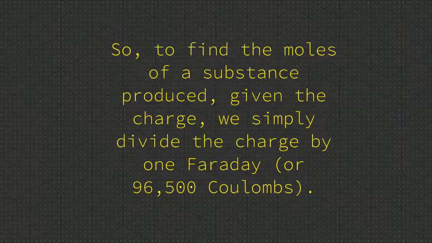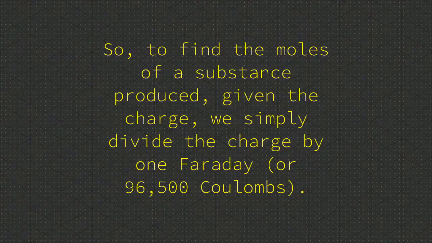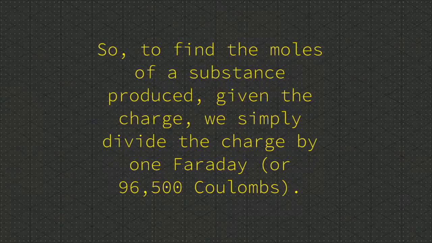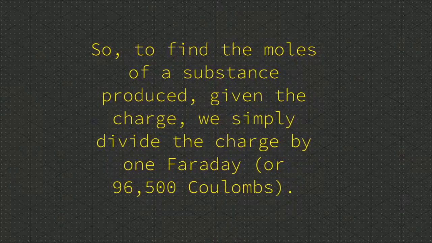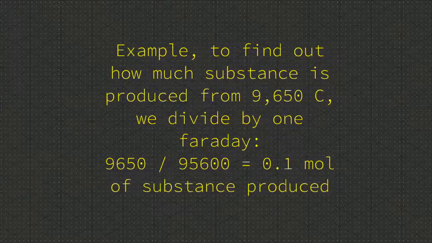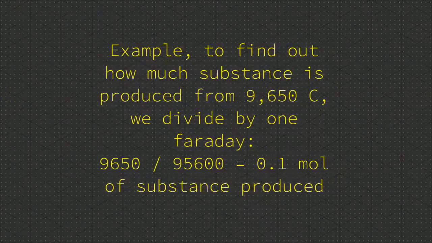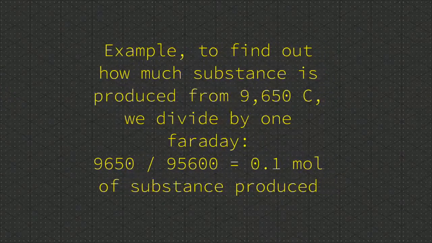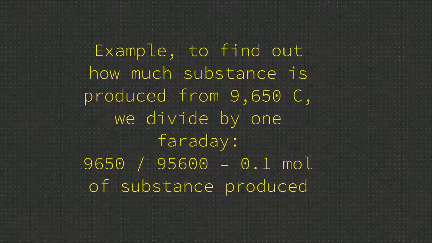So, to find the moles of a substance produced, given the charge, we simply divide the charge by 1 Faraday, or 96,500 coulombs. For example, to find out how much substance is produced from 9,650 coulombs, we divide by 1 Faraday, which gives us 0.1 moles.